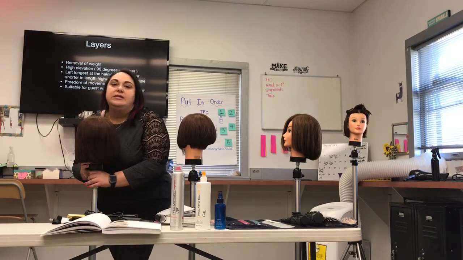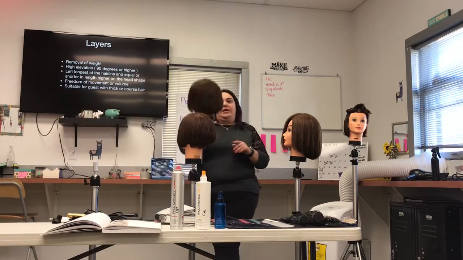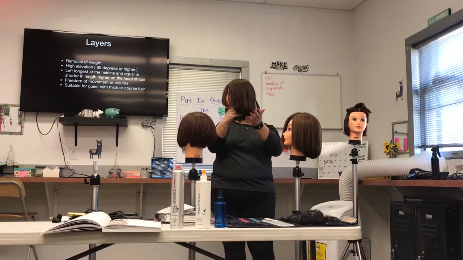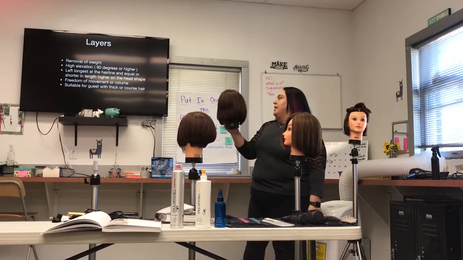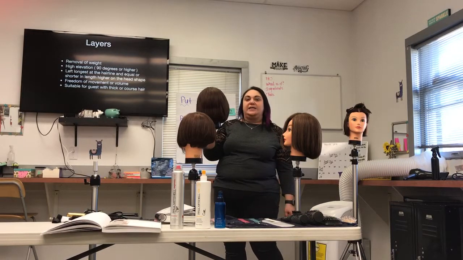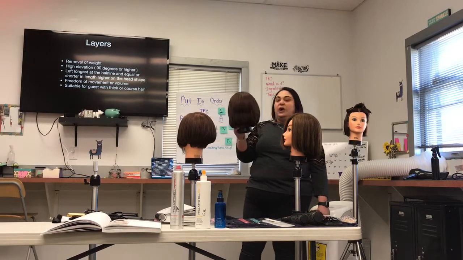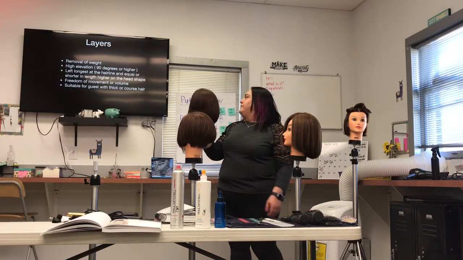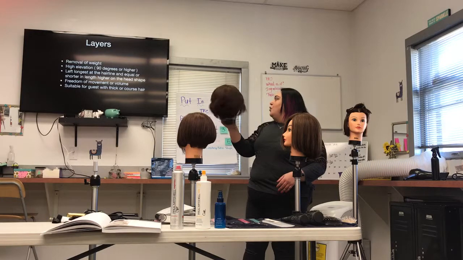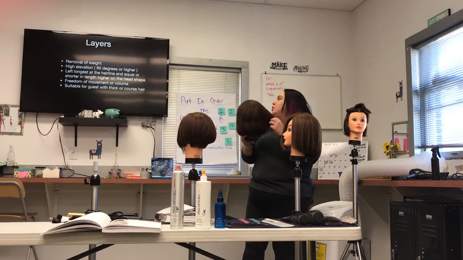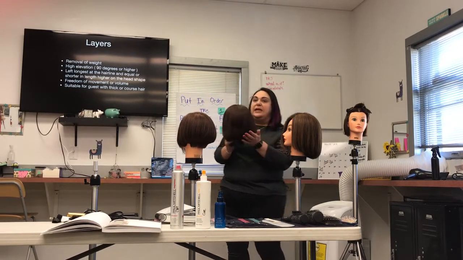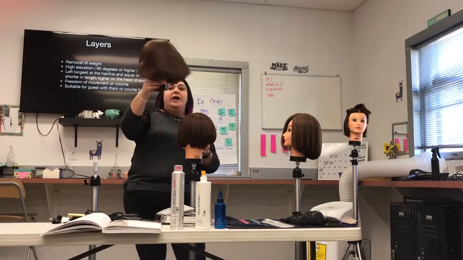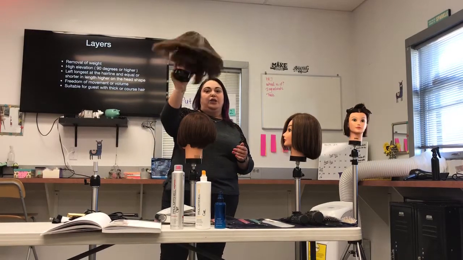All right, now when you look at this mannequin, what do you see? Do you see lots of movement? Do you see some weight taken out? Correct. That's because this is layers. It's the removal of weight. It has a high elevation at 90 degrees or higher. It's left longest at the hairline and is equal and shorter in length. It has a freedom of movement or volume and is suitable for guests with thick or coarse hair. Not saying someone with fine hair can't have layers, but it's suitable for guests with thick or coarse hair. And as we move this mannequin around, it has lots of movement.